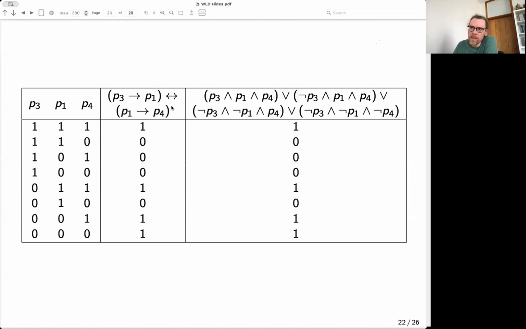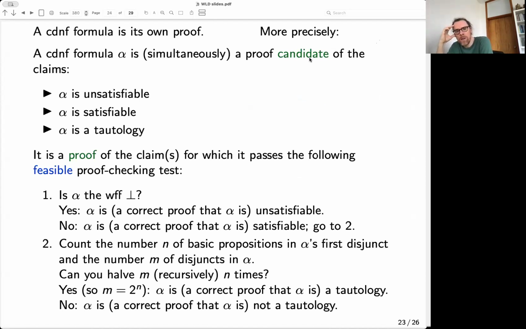It also illustrates that every formula of propositional logic is equivalent to one of them, because this thing over here is going to have the same truth table. The first disjunct is true on the row that it describes, and it's false on all the other rows. And the second disjunct is true on the row that it describes, namely that one, and false on all the others, and so on. Okay, so the thing about these formulas is each of those can be regarded as a proof of itself.